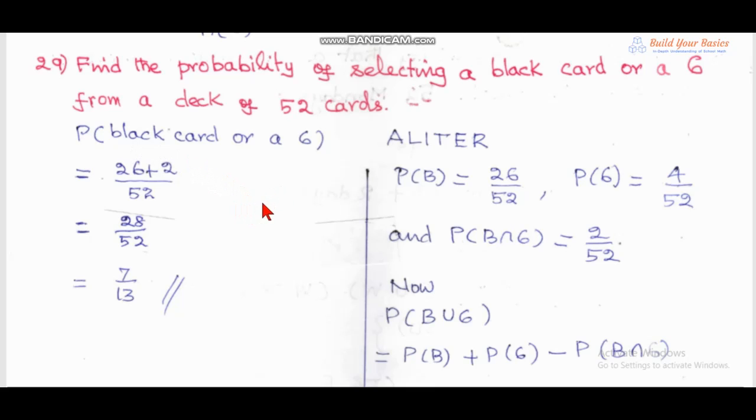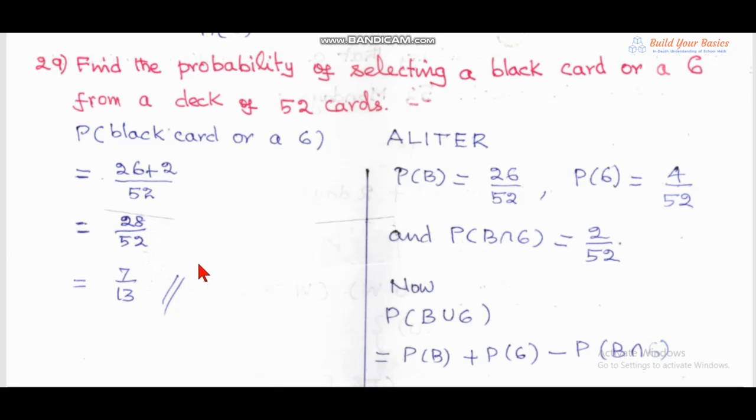So the number of cards which are either black or bear a number 6 is 26 plus 2. Therefore the required probability is 26 plus 2 divided by 52. That is 28 by 52. That is 7 by 13.